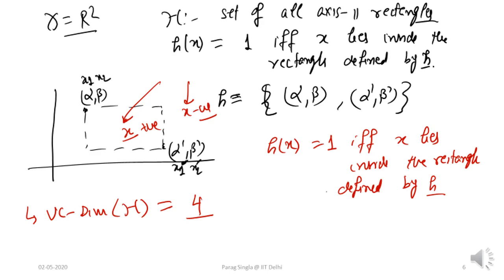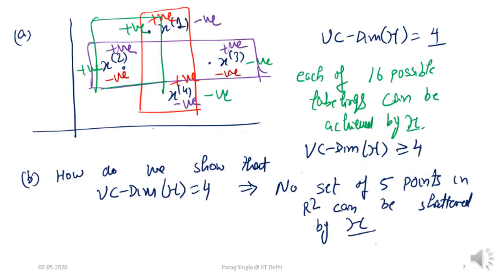So given this hypothesis class, we will show that the VC dimension of this hypothesis class in the 2D space is exactly equal to 4. As expected, we will do this in two steps, showing that the VC dimension of this hypothesis class, the set of axis parallel rectangles in the 2D space, is 4. We will prove this in two steps.